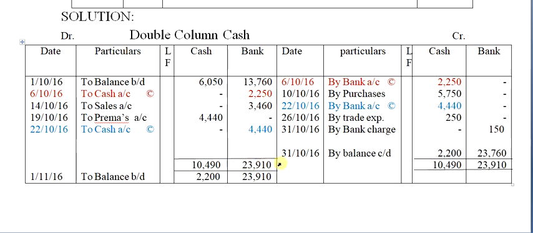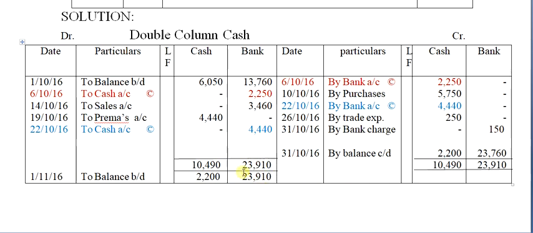We'll be getting the overall total as 23,910. 23,910 you will be getting. In this 23,910, the same total, which is the highest total, 23,910, take it on the credit side also, 23,910 minus this 150. You will be getting how much? 23,760. So the same closing balance will become here as an opening balance on which month? On 1/11/2016. On 1st of November 2016, to balance brought down 2,200 and 23,760, my dear students.